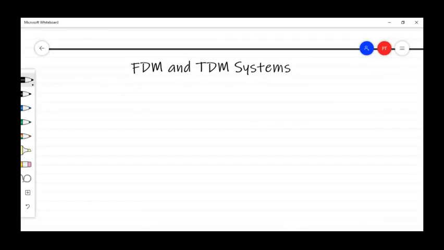This class with FDM and TDM systems. Okay, so this is one leftover topic in our syllabus, and there are two more leftover topics, QAM and DPCM. So I'll cover those two topics in the next class. So with that, I'm going to finish the syllabus. Okay. So today's topic of discussion is FDM and TDM systems.